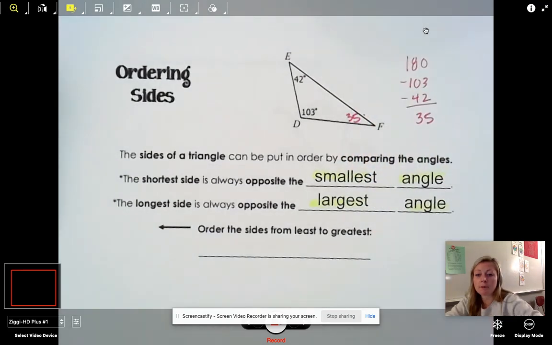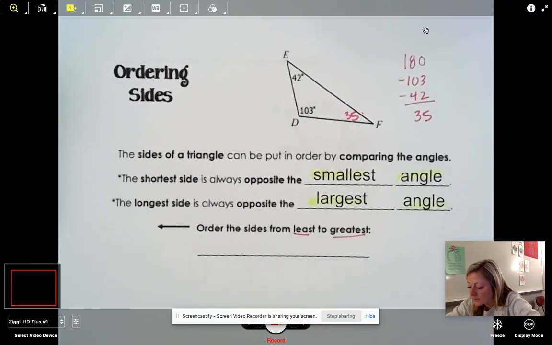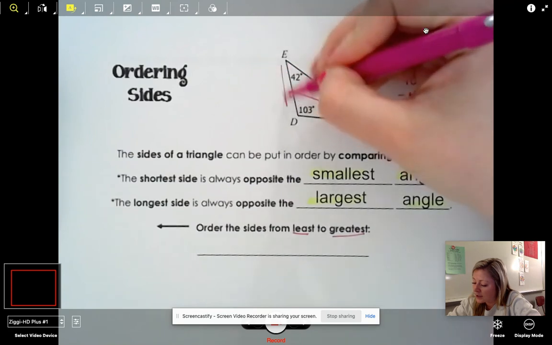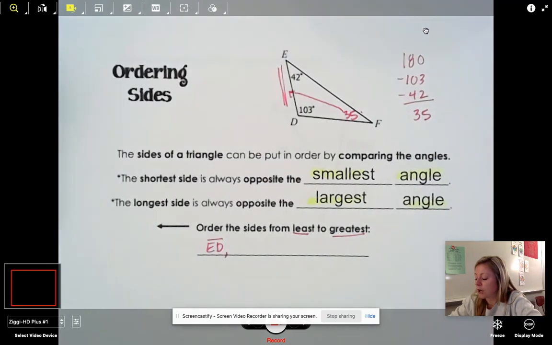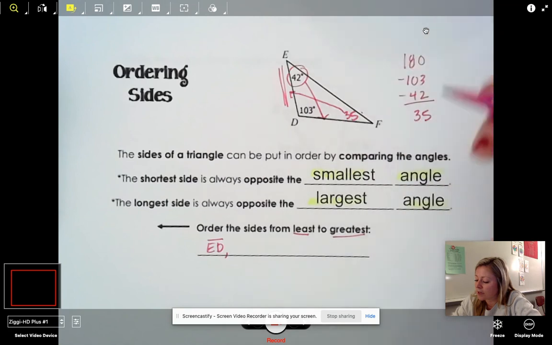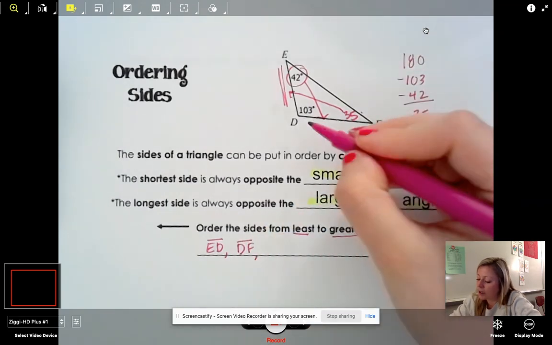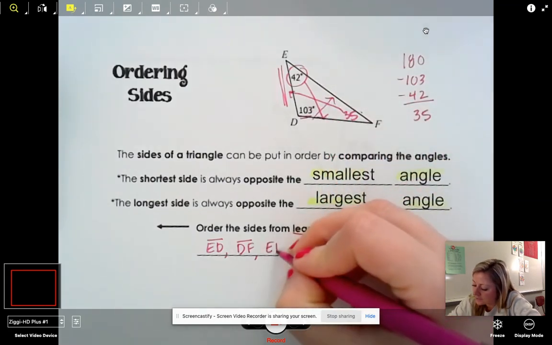Okay. Now we have enough information to order our sides from least to greatest. We need to find our smallest angle, which is 35. Now what side is across? That would be side EB. Our medium angle would be 42, and that is across from DF. And then our largest angle is 103, and that is across from EF.